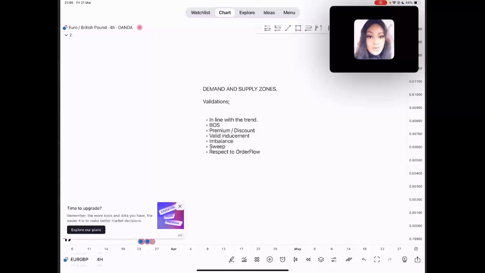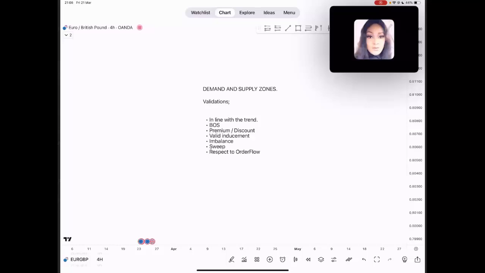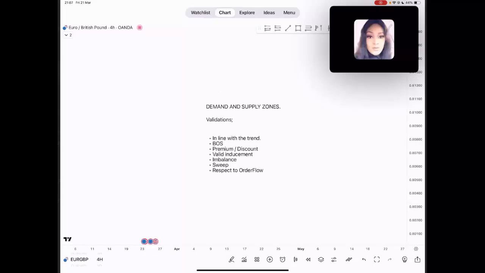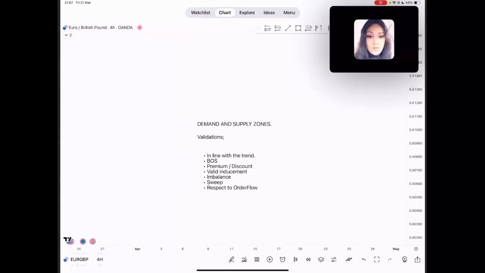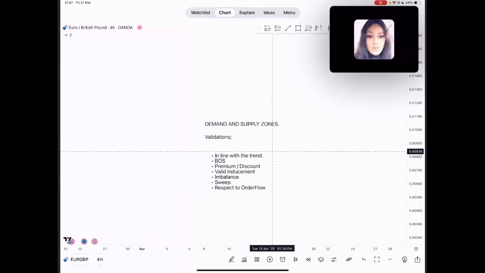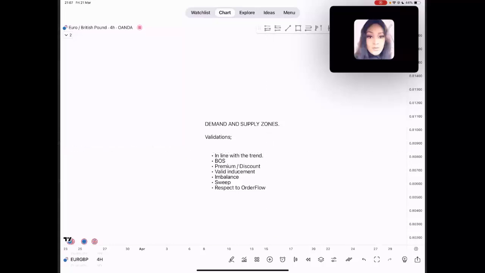Last class, I introduced engagement so that you can properly understand demand and supply zones. Now I'm going to show you chart examples of these validations of demand and supply zones. If you look at what I did there, I wrote out the validations. The first one says it must be in line with the trend.